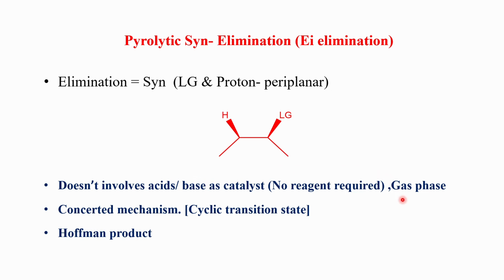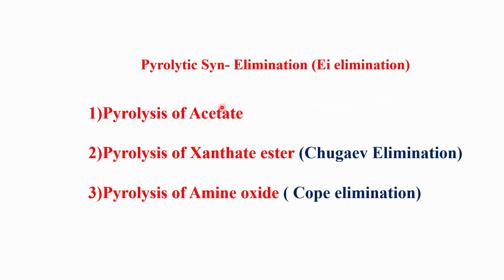Also, it is a concerted mechanism, or one-step reaction, with the involvement of a cyclic transition state. Usually, it is a regioselective reaction and the Hofmann product is obtained as the major product. These are some of the important features of pyrolytic syn elimination reaction. Some of the important pyrolytic syn elimination reactions are pyrolysis of acetate, pyrolysis of xanthate ester, or Chugaev elimination reaction, and pyrolysis of amine oxide, otherwise called the Cope elimination reaction.